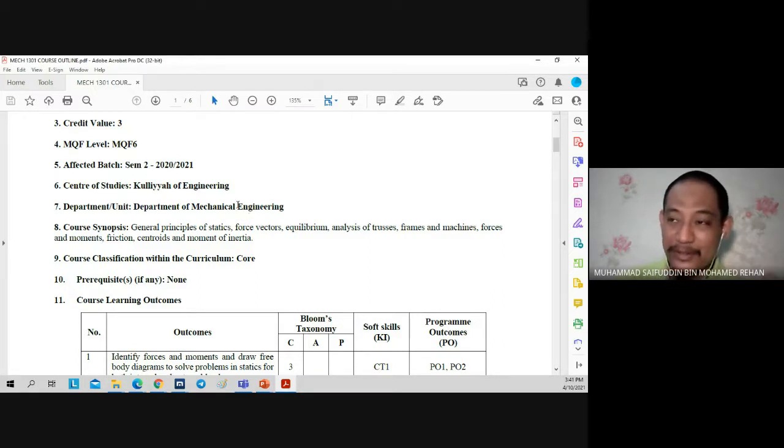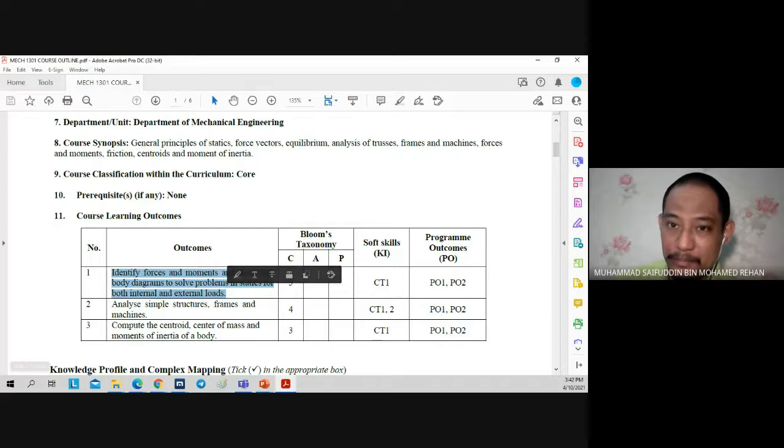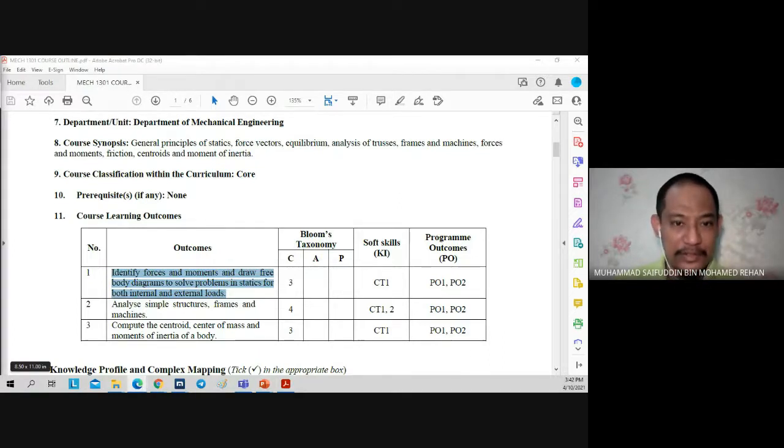But of course, if you are newly here, then obviously it doesn't have any changes. But there are some students that were affected when they took it before that, and then when they repeat, suddenly there's an additional chapter. Anyway, in terms of the course outline, course learning outcome, these are the three. Hopefully you can see this is big enough, right? Three main outcomes. If you see the first one here, to identify forces and moments and draw free body diagrams to solve problems in statics for both internal and external loadings.